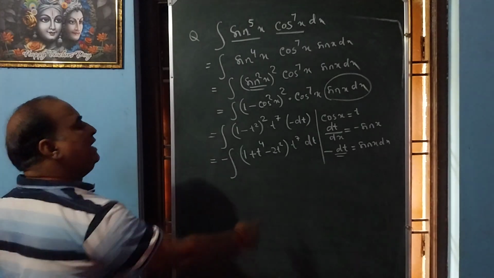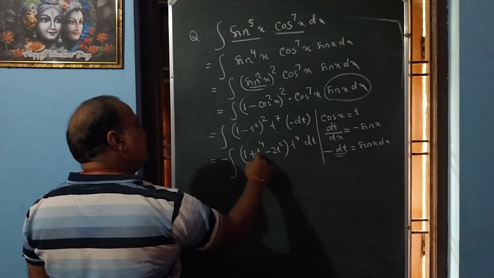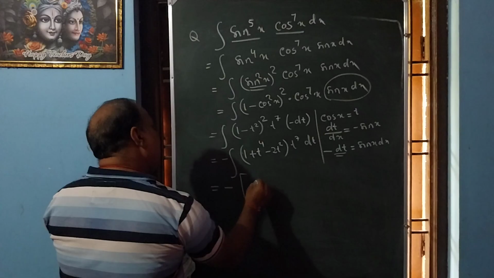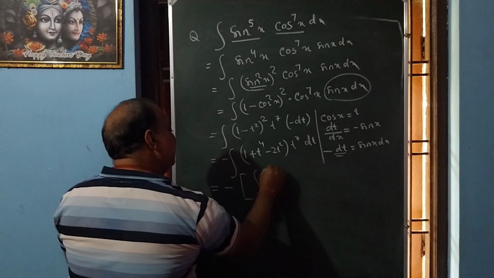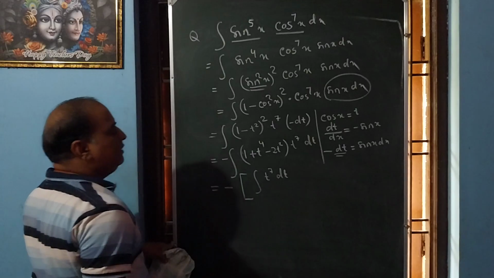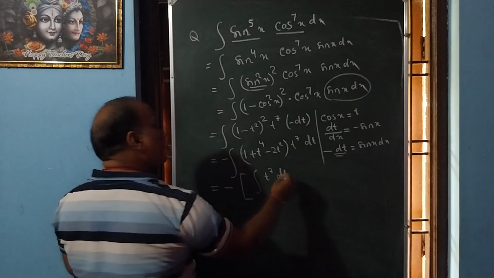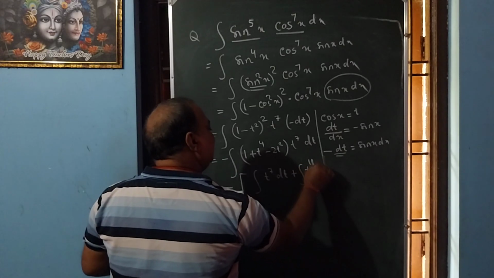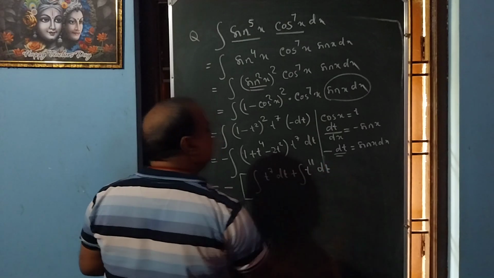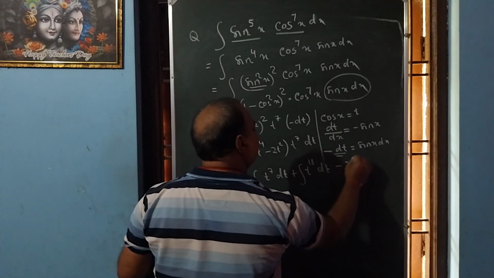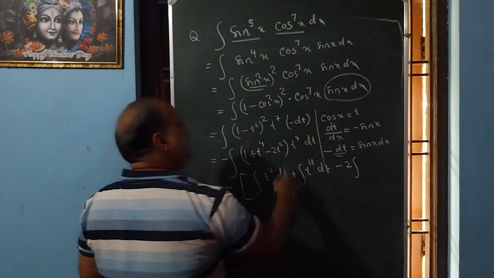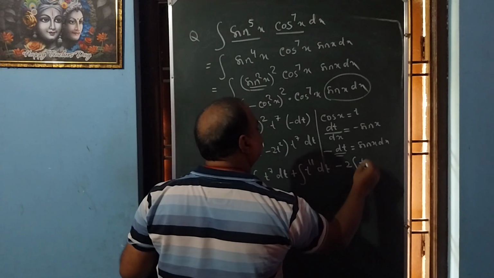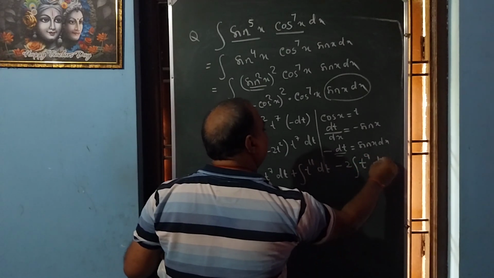Now we have to multiply t⁷ with each of these quantities. So we get the integration of t⁷ dt, then t⁷ multiplied with t⁴, that is the integration of t¹¹ dt, minus 2, a constant that will be coming outside of the integration. Here the power of t is 2 and the power of t is 7, so that can be written as t⁹ dt.